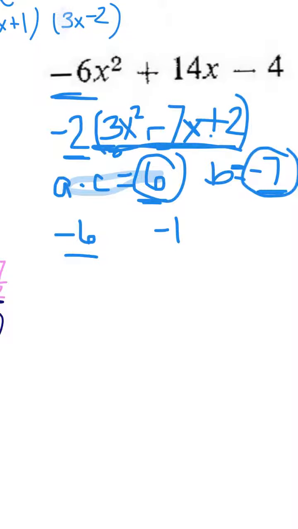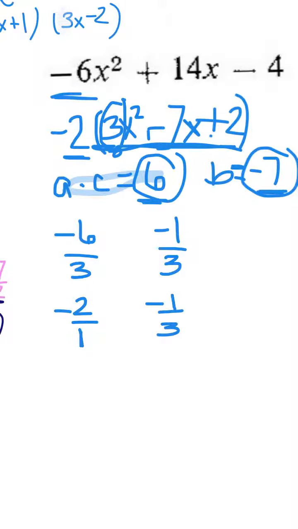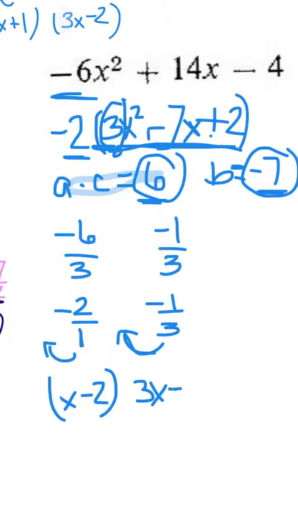Writing the fractions now, we put it over this a, not the a from the original problem. So we put those numbers both over 3. Simplify. Negative 2 over 1. And yeah, you do want to keep this 1 in the denominator till we're done. And now go bottoms up. So 1x minus 2, which is just x minus 2. And 3x minus 1. Don't forget that negative 2 from the beginning of the problem.